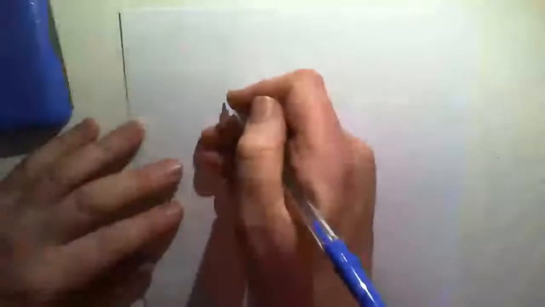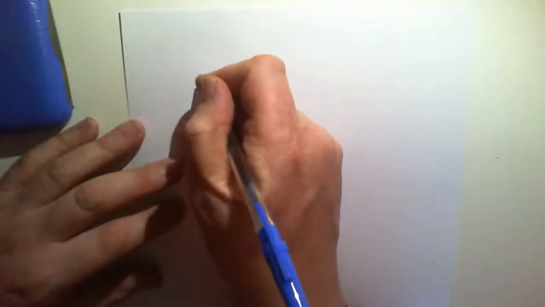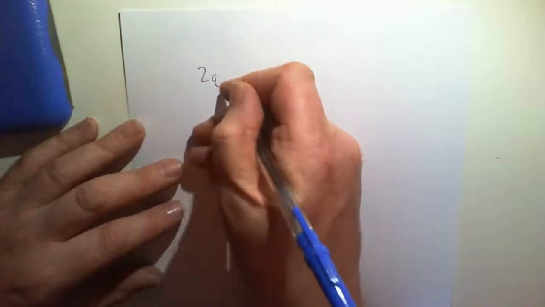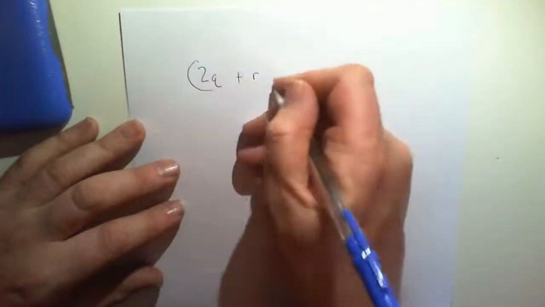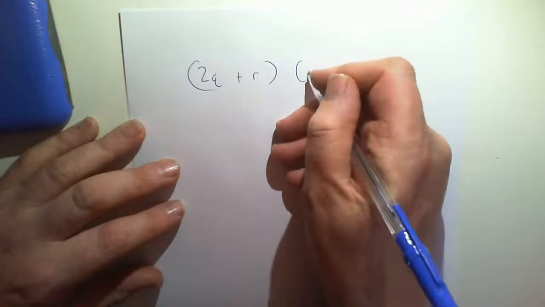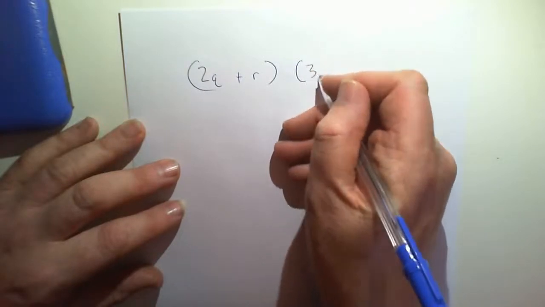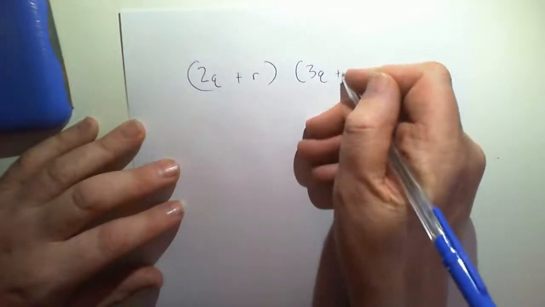Right, now everyone. So I'm going to do a few more examples of this, and there's some work there if you want to try it, and then I'll show you some more advanced ones. So we'll start off again with a nice little simple one. 2q plus r multiplied by 3q plus 3r.